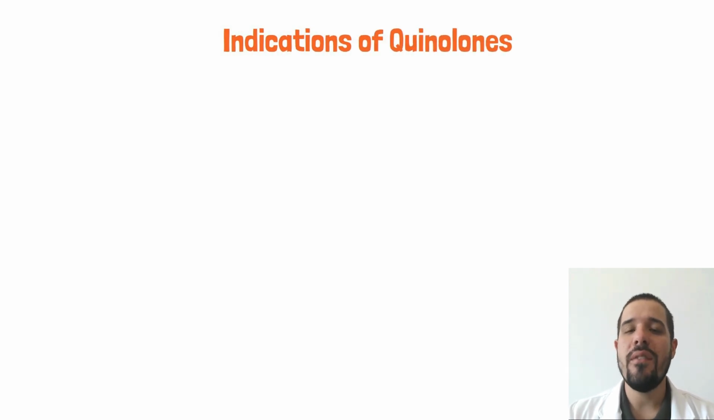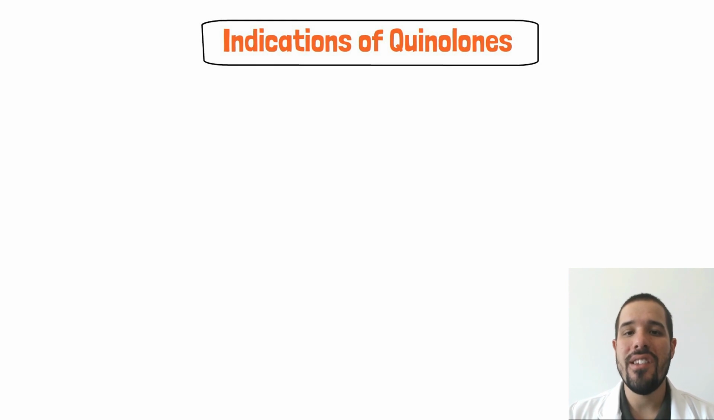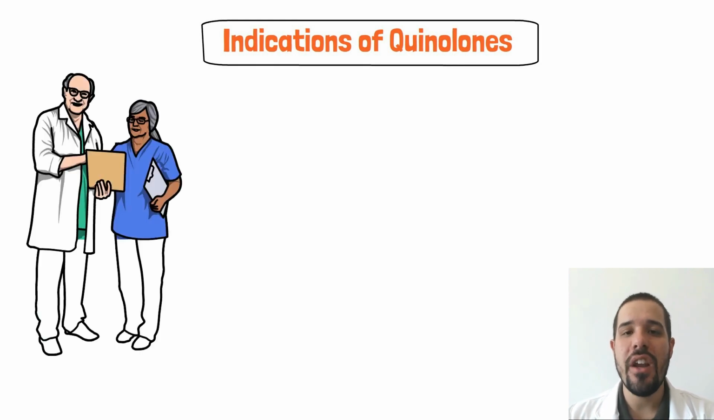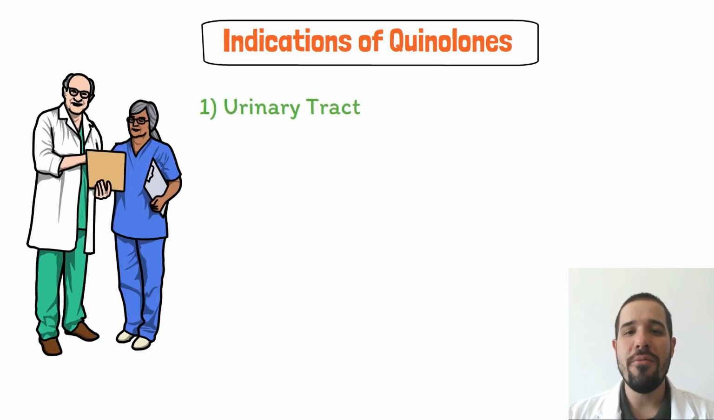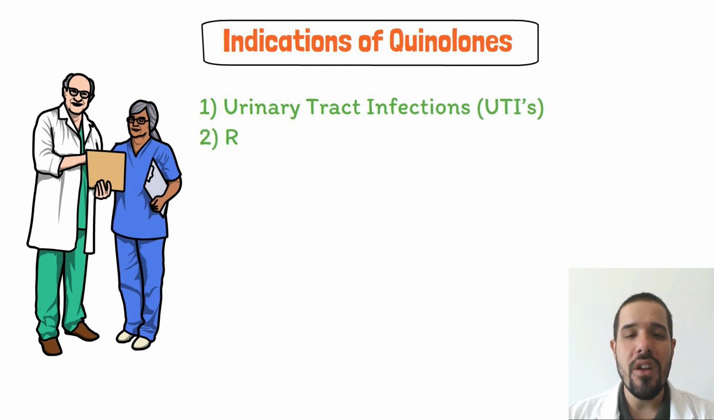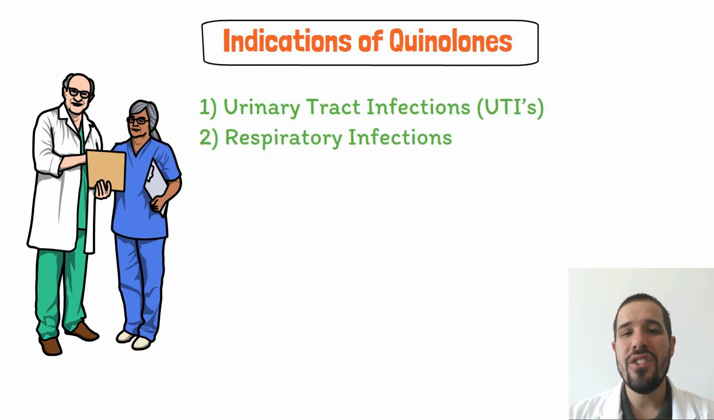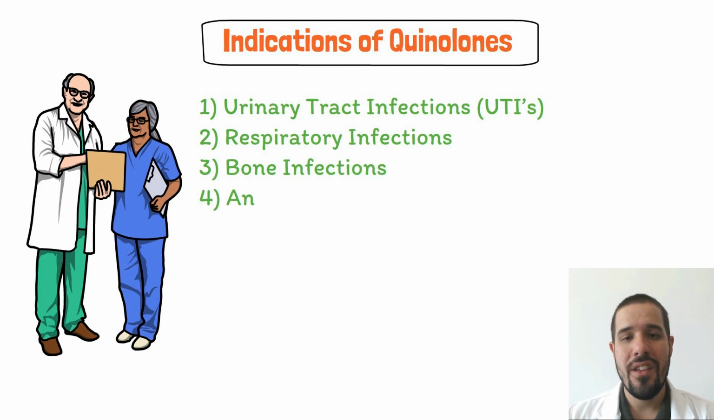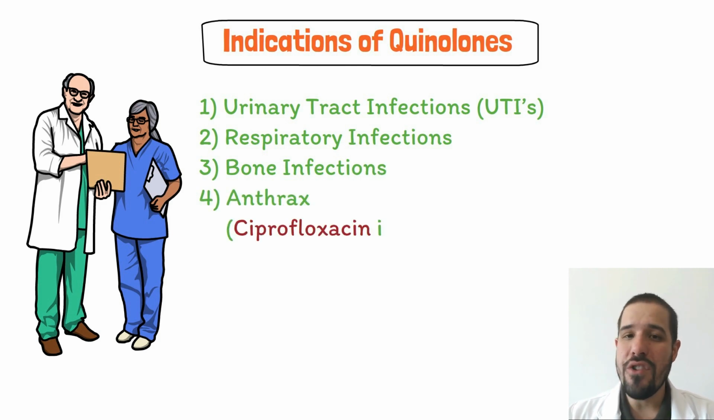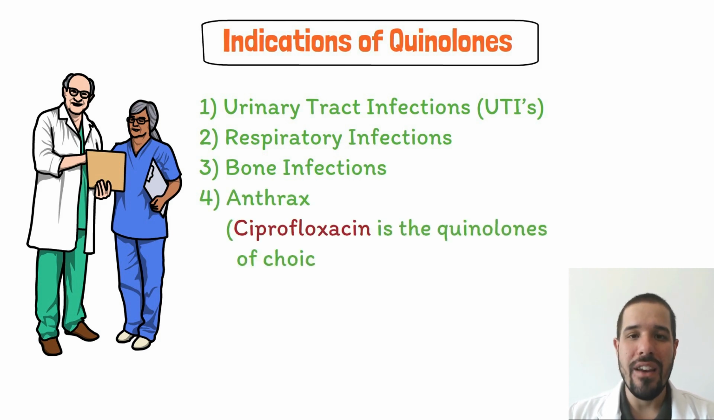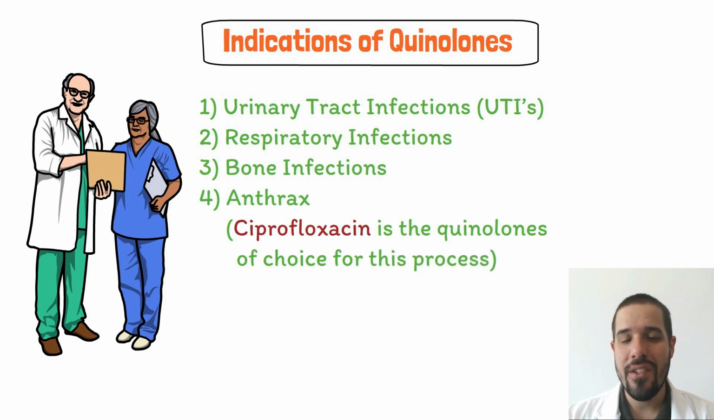Next, we're going to go over the indications of your quinolones. Your quinolones can be utilized for disease processes such as complicated urinary tract infections, respiratory infections such as pneumonia, bone infections such as osteomyelitis, and fourth, where I want you to bold and outline, anthrax.